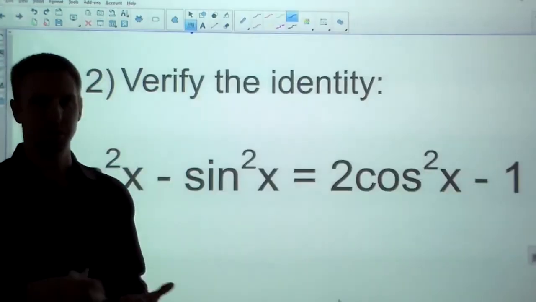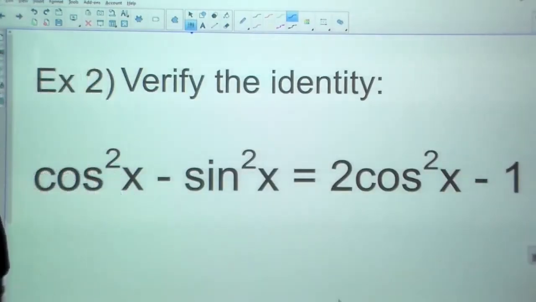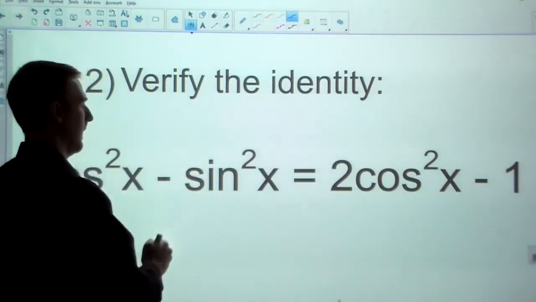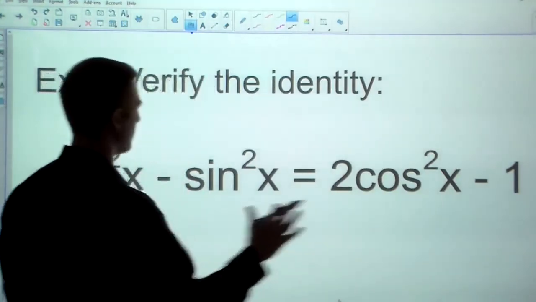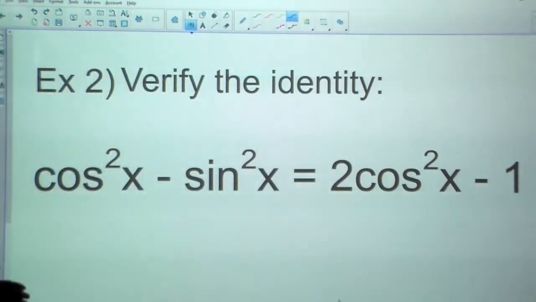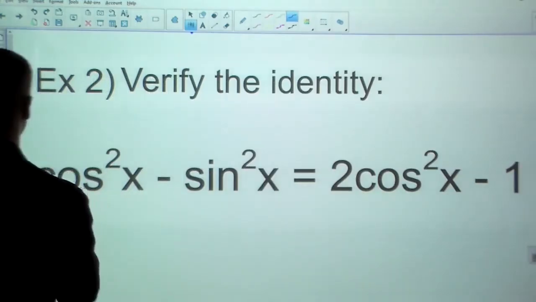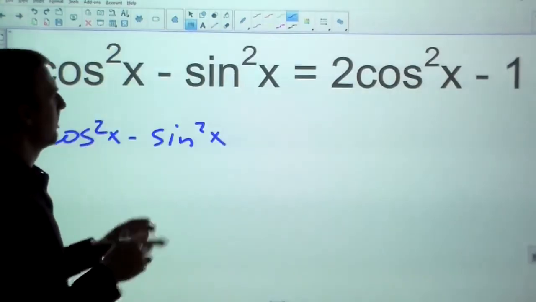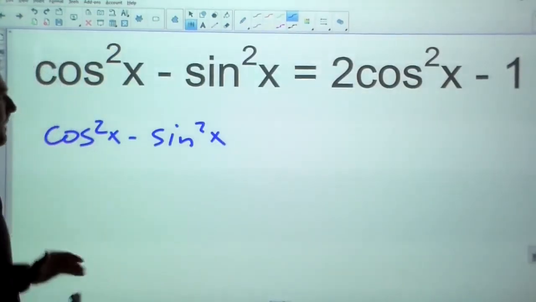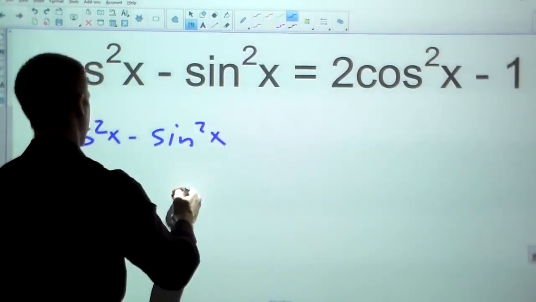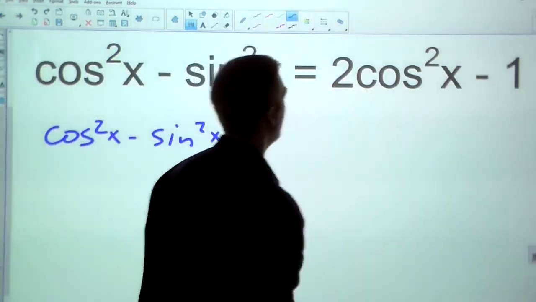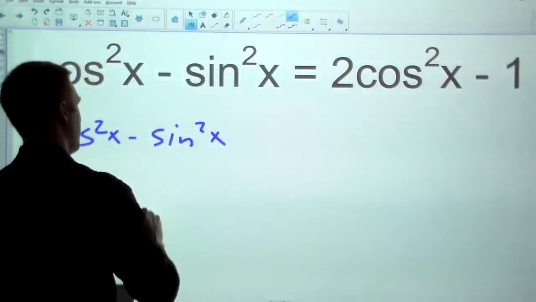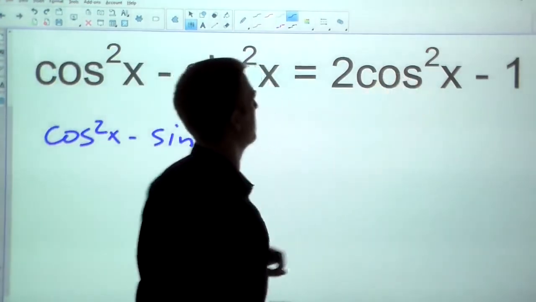Final example for the day is a verification. Remember, verification, you pick one side and work it out until it becomes the other. You can pick either side you want here. But I'm going to go ahead and go with the left-hand side. It's completely up to you when you get to a verification how you want to go. Now, I'm not going to write this as an equation because I'm just taking this side and I'm going to simplify until it turns into that. I just want to show that this can be derived into the other side.